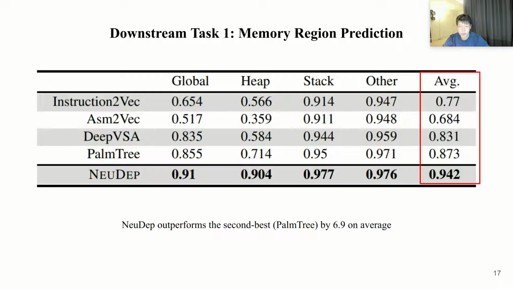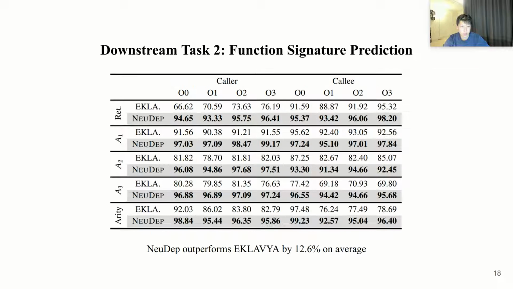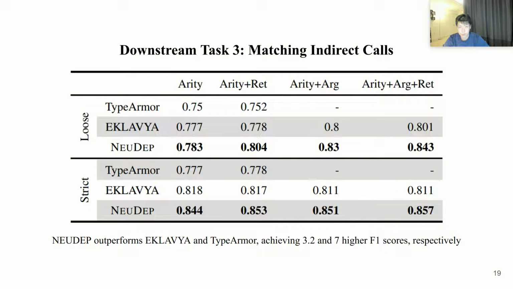On downstream reverse engineering tasks, such as predicting memory region, on average, NeuDep outperforms the second best tool, PalmTree, by 6.9 in F1 scores. On predicting function signatures, NeuDep outperforms EKLAVYA by 12.6% in accuracy. Moreover, NeuDep remains robust when the optimization level is increased, but EKLAVYA's accuracy decreases at higher optimization levels. To match indirect callees, NeuDep outperforms EKLAVYA and TypeArmor, achieving 3.2 and 7 higher F1 scores, respectively.